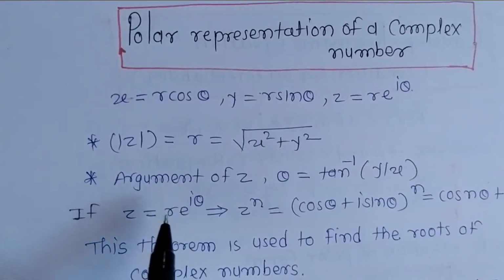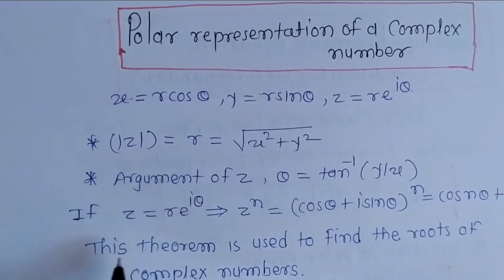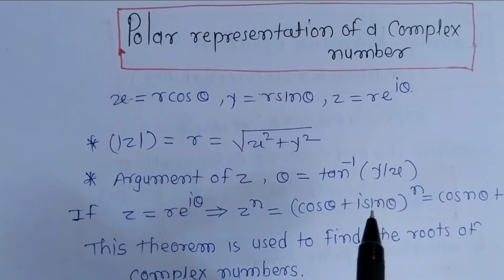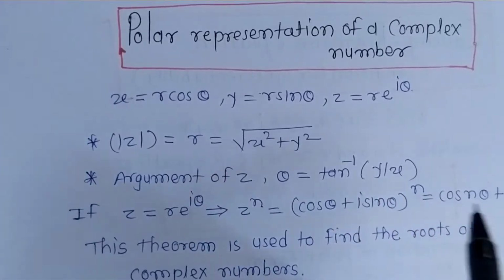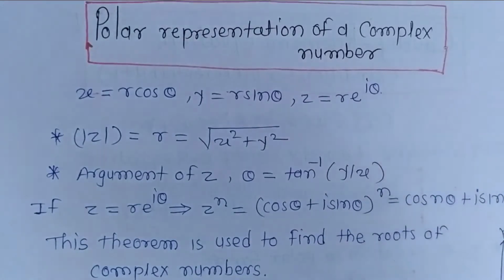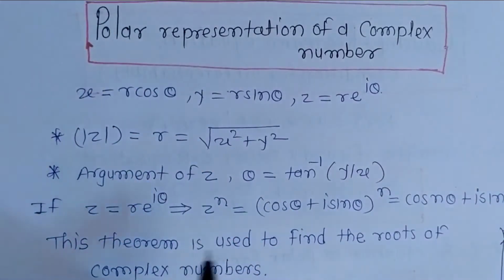If z is equal to r e raised to i theta, then z raised to n is equal to (cos theta plus i sin theta) raised to n, that is, cos n theta plus i sin n theta. This theorem is used to find the roots of a complex number.